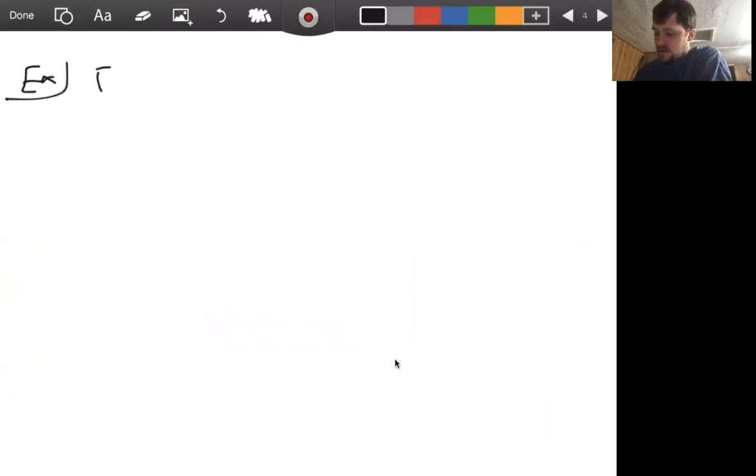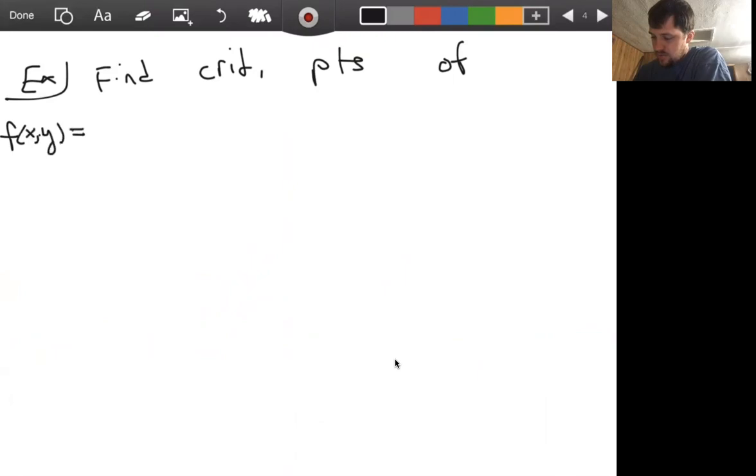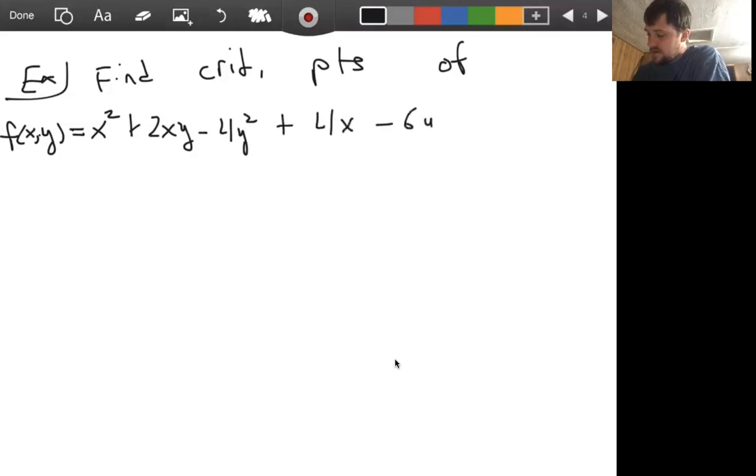Let's find critical points of f(x,y) equals x squared plus 2xy minus 4y squared plus 4x minus 6y plus 4. Okay, so this is some quadric surface, right? And we're looking to find the critical points.